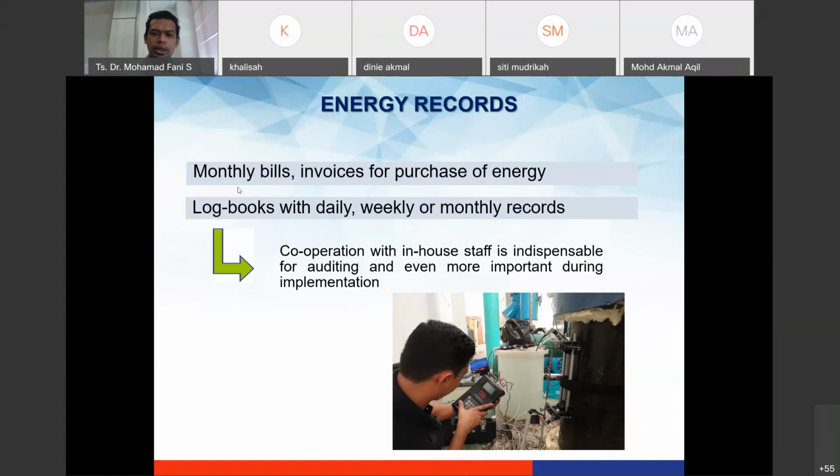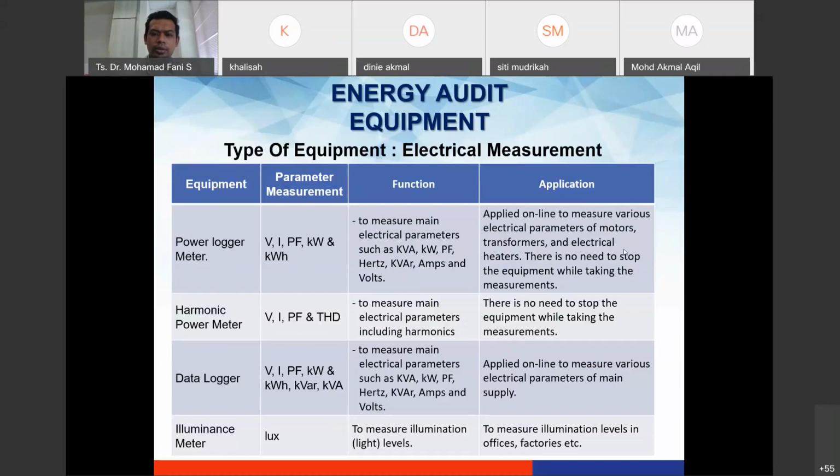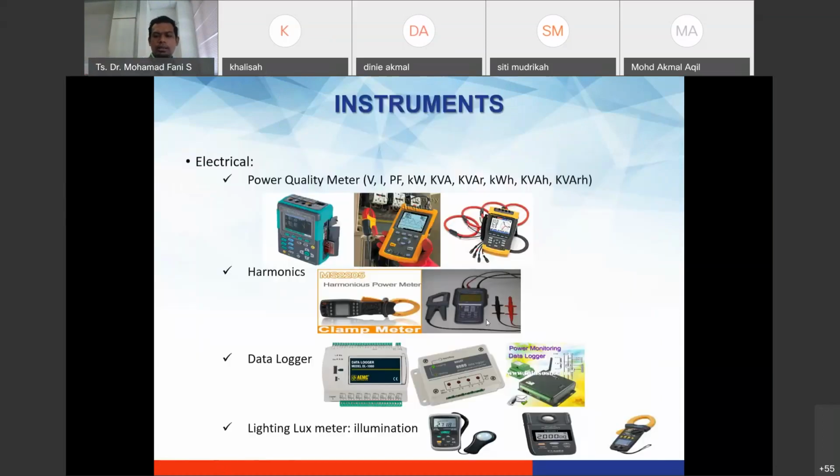Okay, energy record: monthly bills, logbook, daily. This one records energy equipment. The equipment that we use: electrical measurement, power logger, harmonic power meter, data logger, illumination lux.